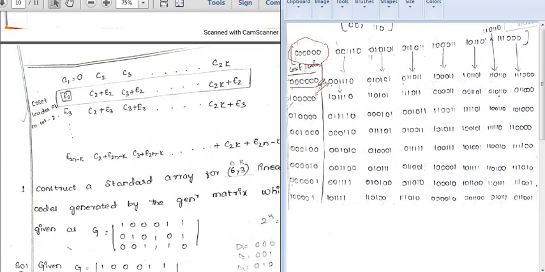0, 0, 0, 0, 0 plus this code one. What is this code you have to add? This one that you have to add. First you have written all the code vectors. These are all the code vectors, right? After that, I have selected one of the rows, one of the leftmost code vectors, as your coset leader. To that one I am going to add the minimum weight.